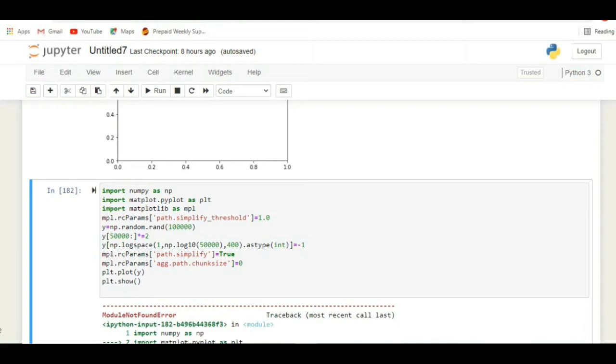Now I am changing different things here, like 1.0. Of course it will not work again, because I should change matplot into matplotlib. When I change matplot into matplotlib, then this code will 100% work.